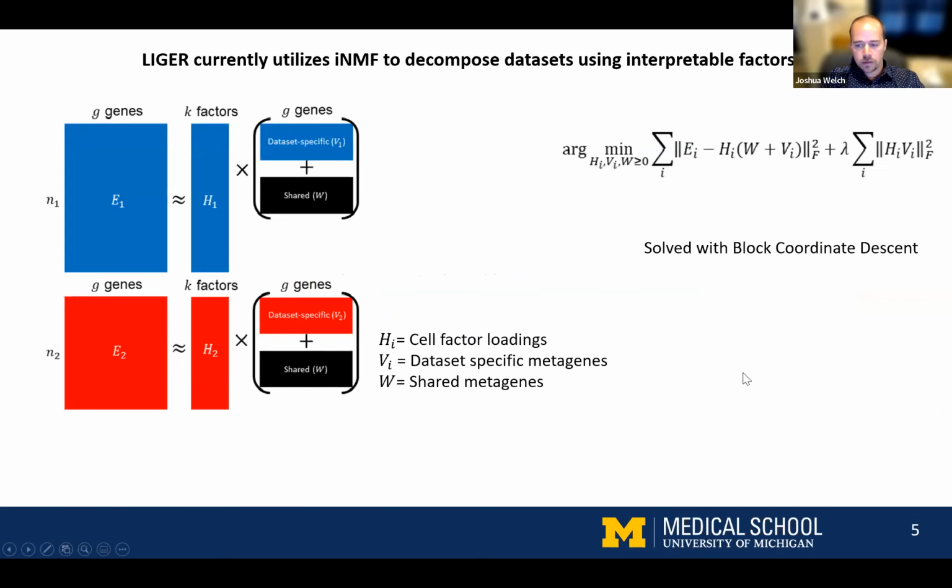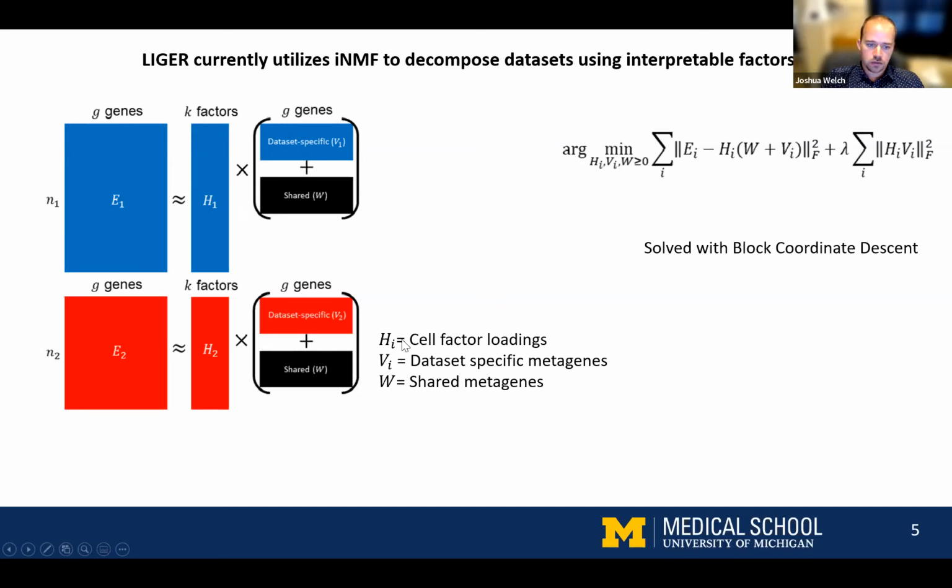So a little bit more detail about the iNMF framework, which is the foundation for this UINMF approach. If we have our cell by genes matrices that have N1 or N2 cells and G genes, we can write an optimization problem shown on the right here to formulate how to find the optimal cell and gene factors. And then we can solve this optimization problem using block coordinate descent.